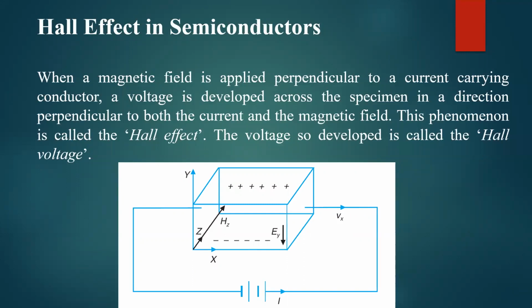This Hall effect can be observed in conductors and also in semiconductors. You cannot observe this in insulators because insulators cannot carry the current. That's why it is observed in conductors and semiconductors.